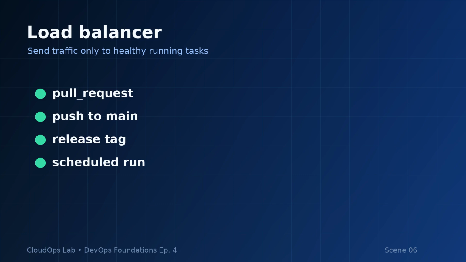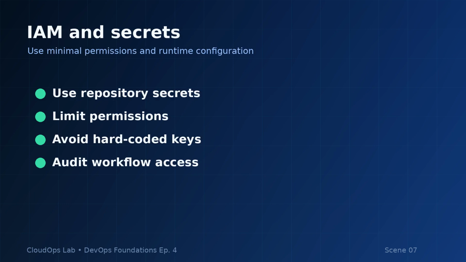Now let us talk about environment variables and secrets. Your Docker image should not contain passwords, API keys, or database credentials. The same image should be usable in development, staging, and production. The environment should provide configuration at runtime. That means values like API URLs, feature flags, and secrets should come from the deployment environment, not be baked into the image. On AWS, those values can come from ECS environment variables, Secrets Manager, Systems Manager Parameter Store, or other platform configuration.